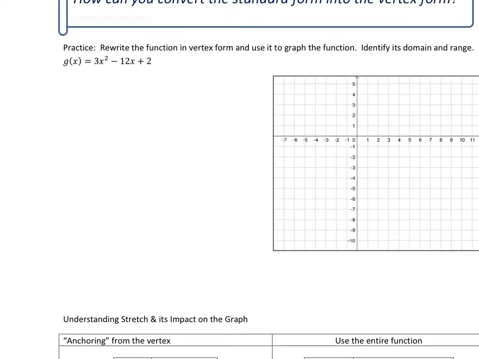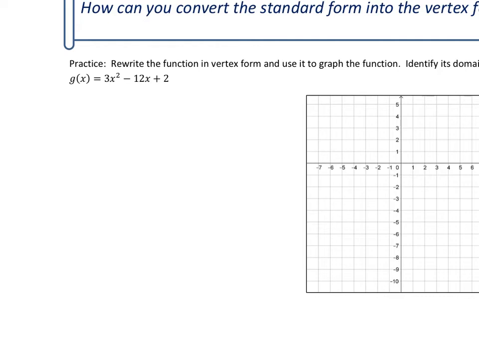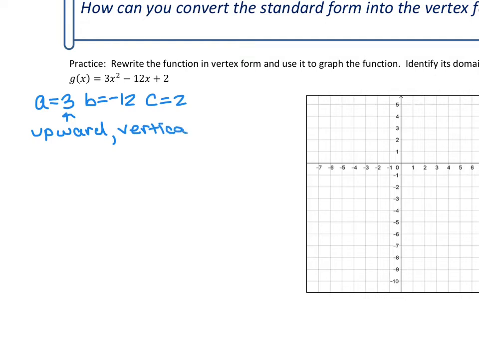Okay, so we have a function here in standard form. Before we start the conversion, let's first figure out what information we can get from here. So we know that a equals 3, b equals negative 12, and c equals 2. From a here, we can see that it's a positive coefficient, so we know we have an upward facing U, and a is greater than 1. So we know we have some kind of vertical stretch going on, meaning it's taller and skinnier than the parent.